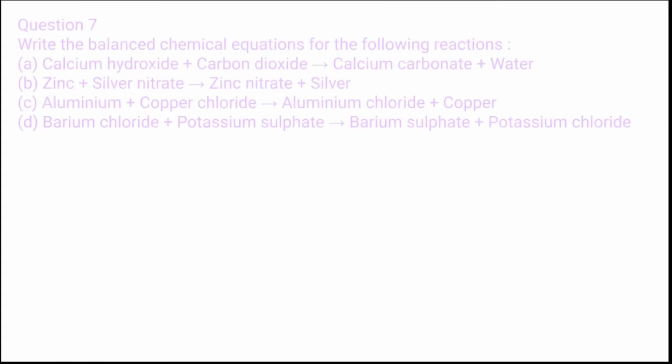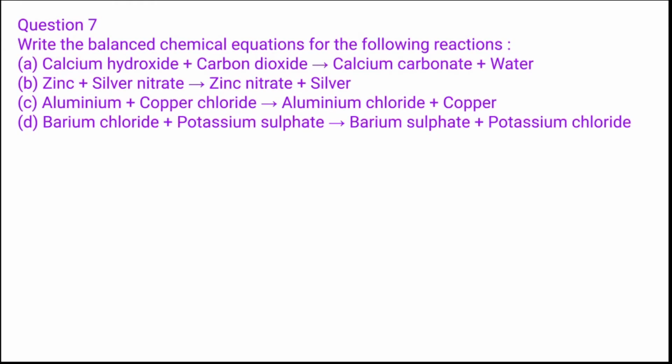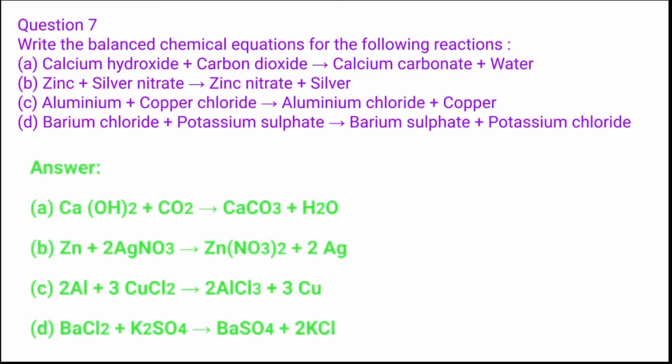Question number 7. Write the balanced chemical equations for the following reactions. Calcium hydroxide plus carbon dioxide gives calcium carbonate plus water. Let's see the answer. Ca(OH)2 plus CO2 gives CaCO3 plus H2O. Second one, zinc plus silver nitrate gives zinc nitrate plus silver. Zn plus 2AgNO3 gives Zn(NO3)2 plus 2Ag.